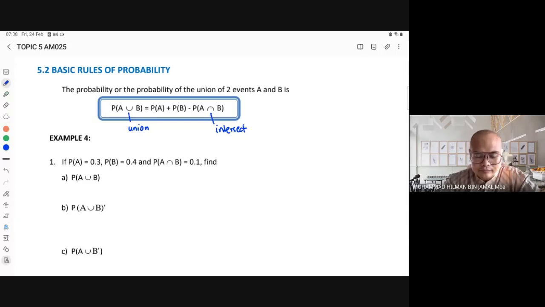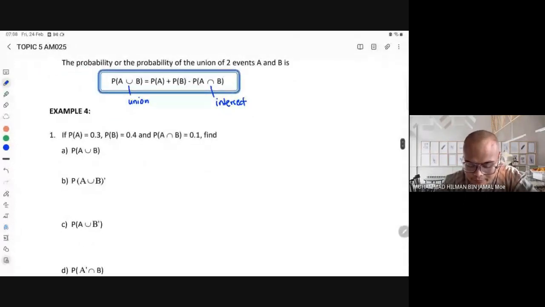Okay, we go to an example. I think the formula tak banyak lah, maksudnya memang ni lah dia punya formula. Okay, so for example, we have probability of A is 0.3, probability of B is 0.4, and probability of A intersect B is 0.1. Find the probability of A union B.